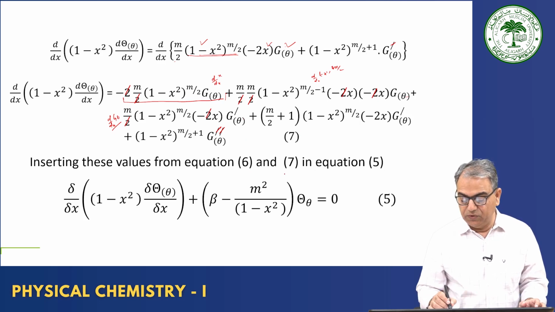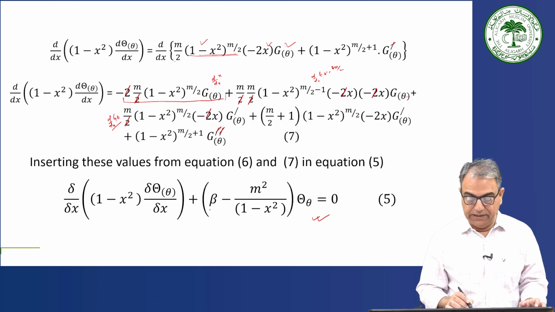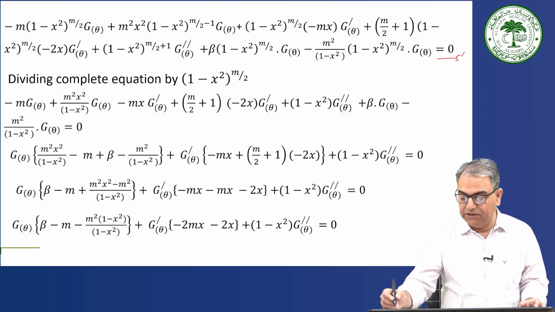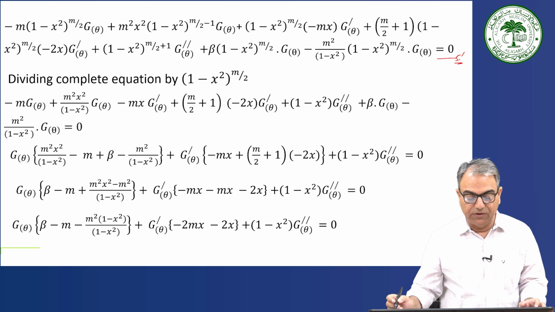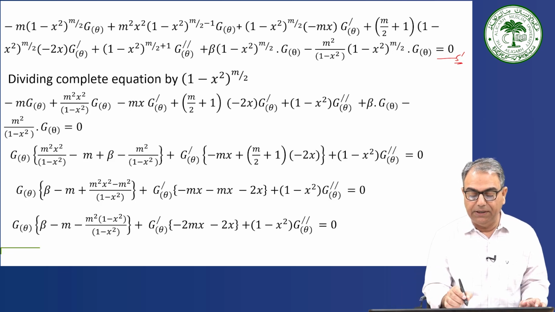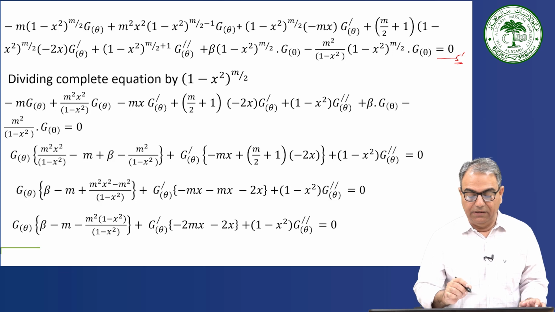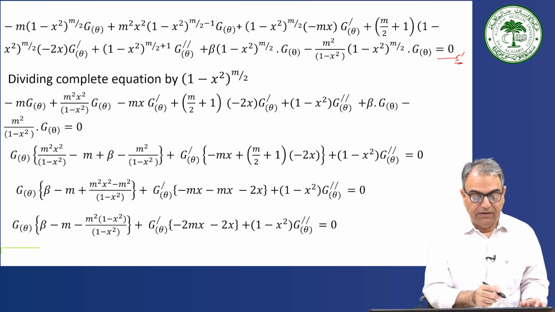Inserting these values from equation 6 and 7 in equation 5, we get this equation: del by del x of (1 minus x square) del theta by del x, plus beta minus m square over 1 minus x square, times theta, is equal to 0. Okay. Once you get equation number 5 after inserting the equations, then you divide the complete equation by (1 minus x square) to the power m by 2. And obviously, if you divide it, what do you get?